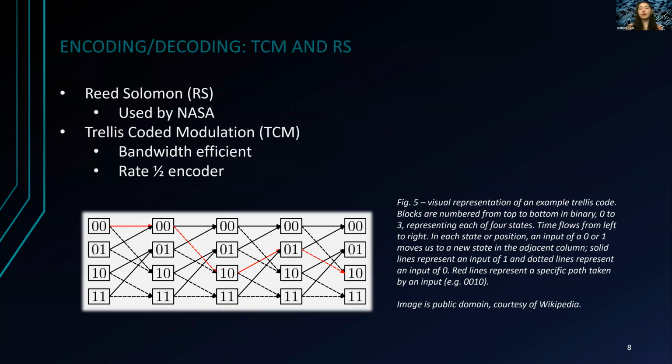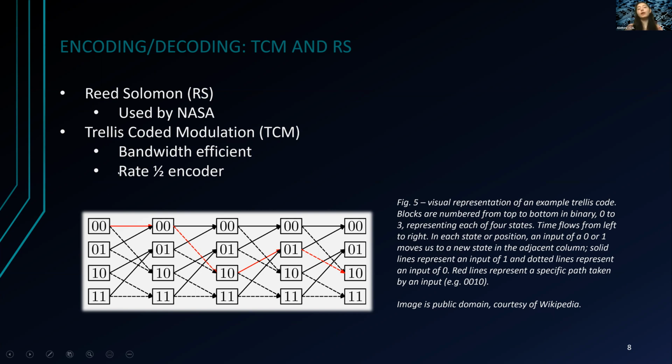So this paper looks at 2 different encoding schemes. Trellis coded modulation, which is bandwidth efficient and is a rate 1/2 encoder. We'll talk about that more in a second. And Reed-Solomon, which it just uses as a comparison because Reed-Solomon is a very good encoding and decoding technique used by NASA because for satellites or anything transmitting from space, you necessarily can't transmit with very much power. And transmitting at such a far distance means that you're going to have a lot of errors, which means that your error detection and correction is very important.